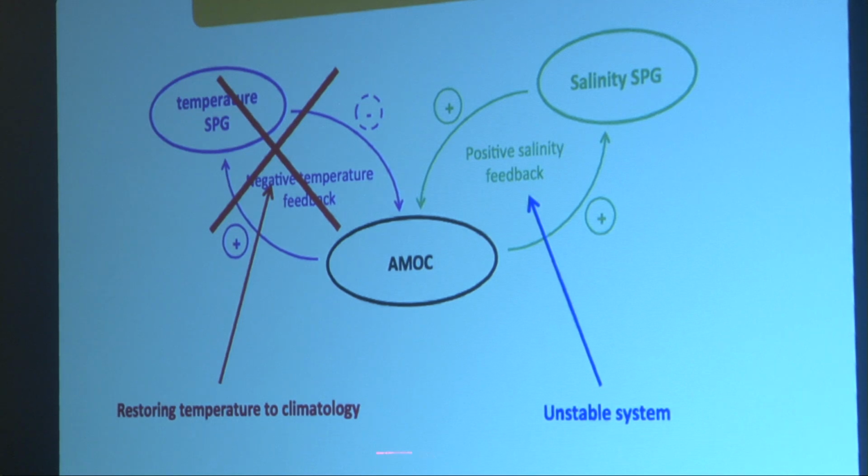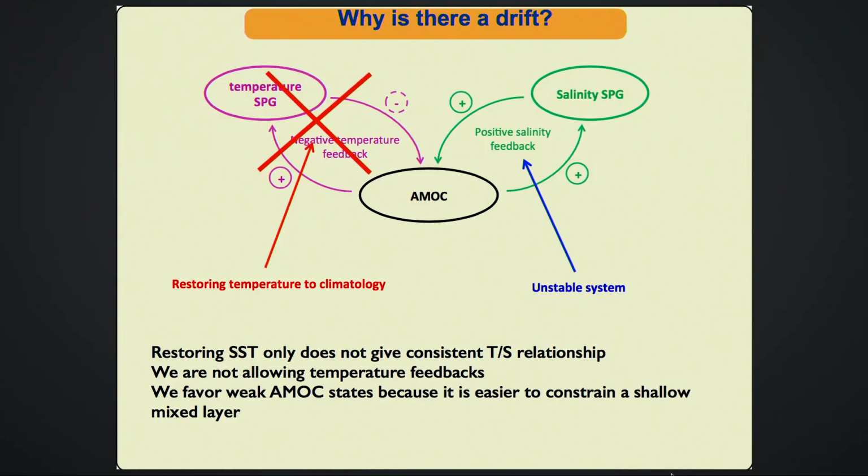In the same way, if you start with a negative AMOC, that brings you a cold and fresh anomaly northward. Because of the restoring, you're going to damp the cold anomaly, but you keep the fresh anomaly, which will tend to weaken even more this initial AMOC anomaly. So we favor in both cases strong positive feedbacks there.